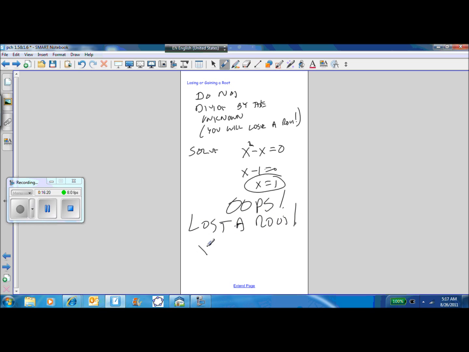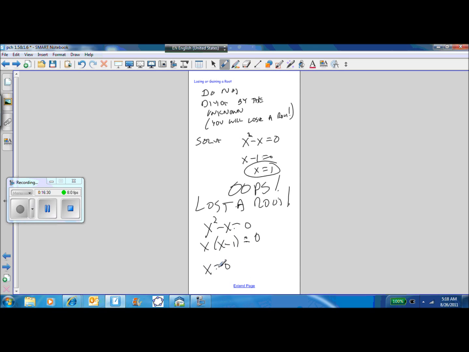Because you should have said x squared minus x equals 0. x times x minus 1 equals 0. So you get x equals 0 or x equals 1. Okay?